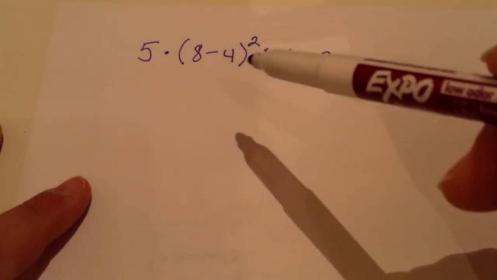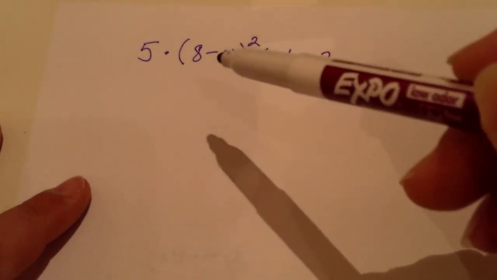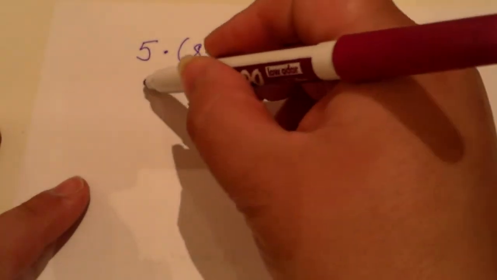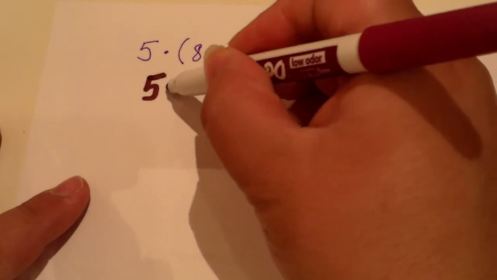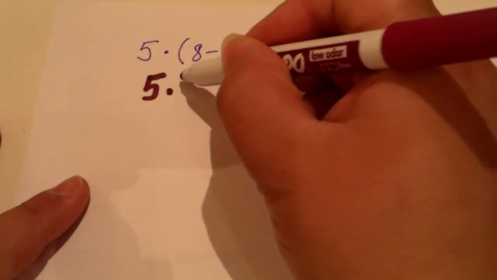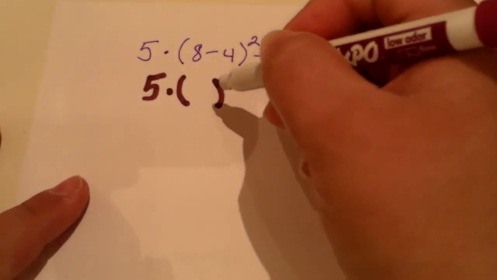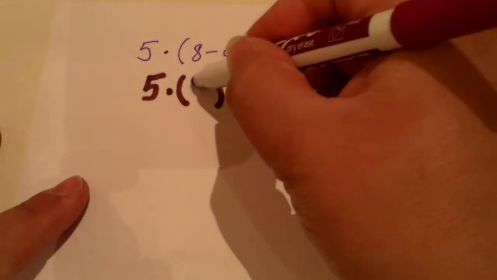Now, we're going to take care of anything in the grouping symbols first. That is so important. That never changes. Now, we really don't need this extra dot to show the multiplication. We could just put it right next to the parenthesis, but that's okay.